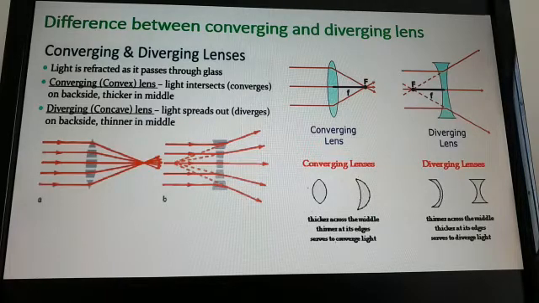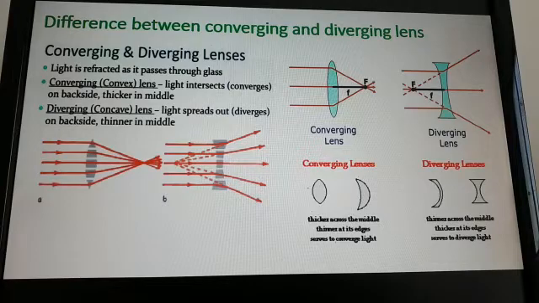A ray can pass through the lens in either direction, so there is another principal focus on the opposite side of the lens and the same distance from it. Here, what is the difference between converging and diverging lenses? When light passes through glass, that is, the lens is made of glass, it is bent. Converging means the light intersects or converges on the back side, thicker in the middle, that is the converging lens. And diverging means the light spreads out, that is the concave lens. They are thin in the middle and thickest around the edge.